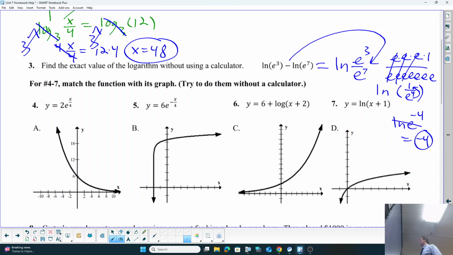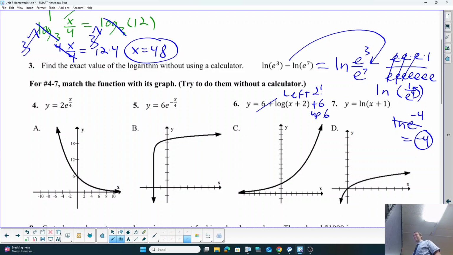Okay, let's see here. Match the function with its graph. Try to do them without the calculator. Yes, certainly. So number 6 has a plus 6 on the outside, which is the same on the left as it is on the right. And what does that mean? Well, that means up 6. And then this is right 2. No, it's left 2. So which graph is up 6 and left 2? It's a logarithm as well. So up 6, left 2.